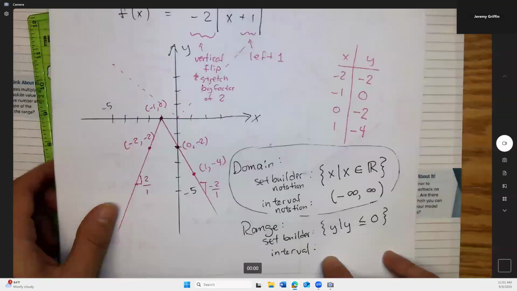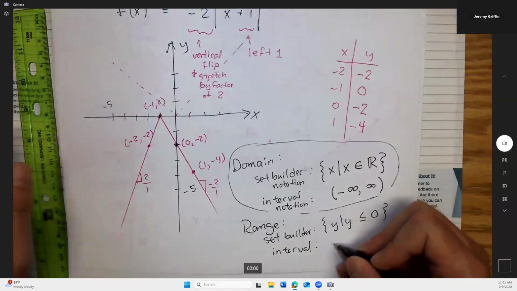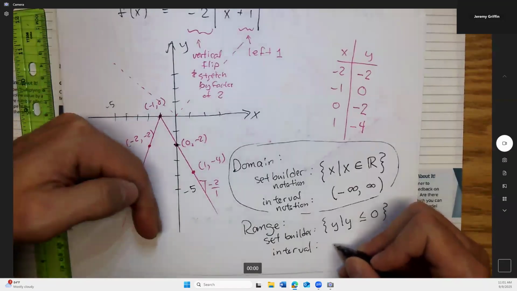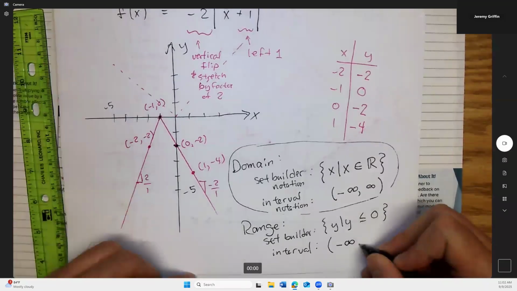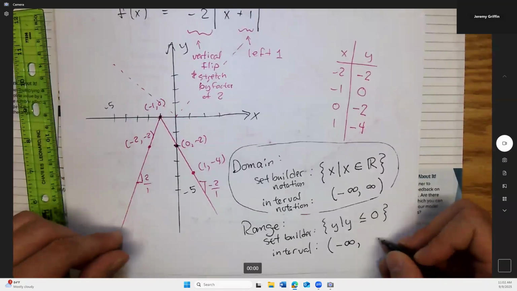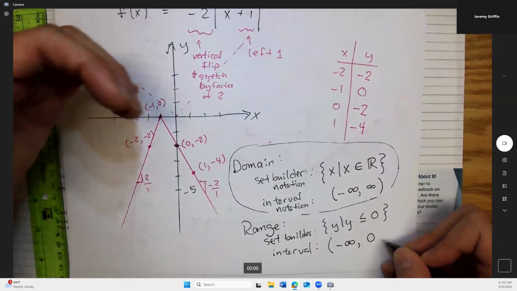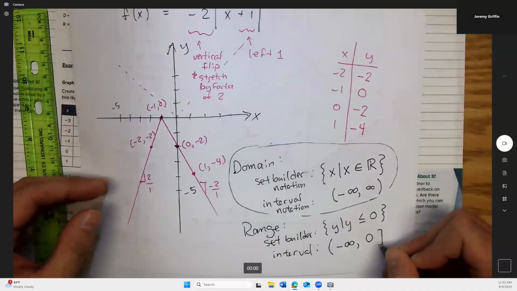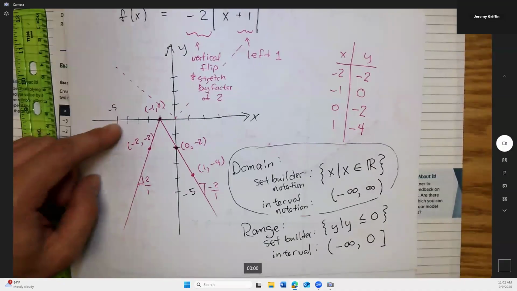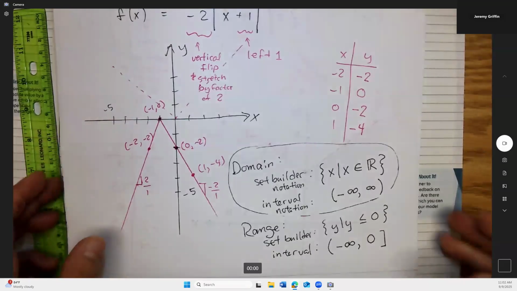How about interval notation? You do the parentheses. So open parenthesis, you can go all the way down to negative infinity. You can go down as far as you want. Comma 0, and then finally you need to close this with square brackets, because it's allowed to also be 0. That's why it's a square bracket, not a parenthesis.